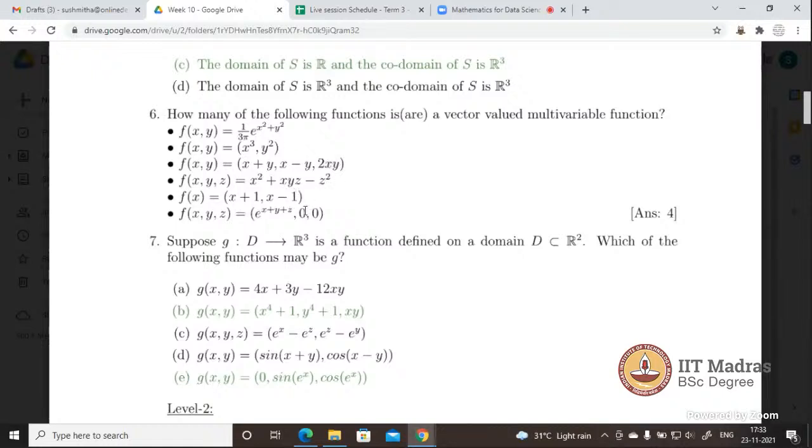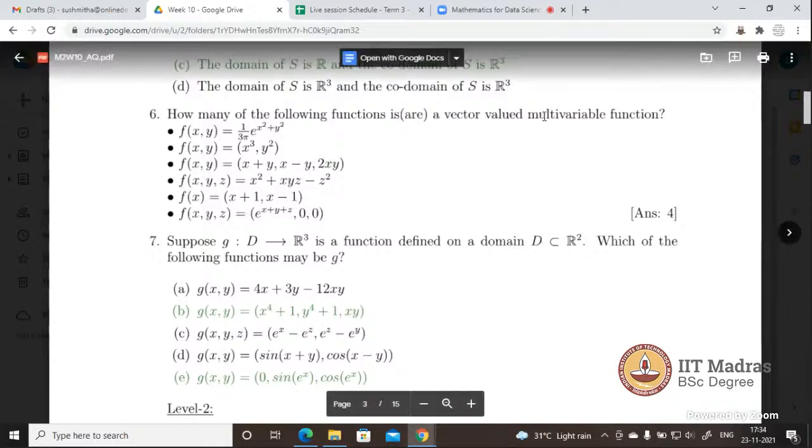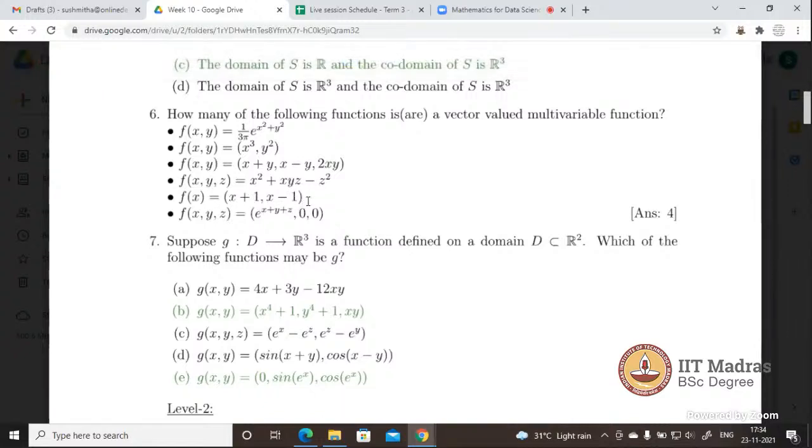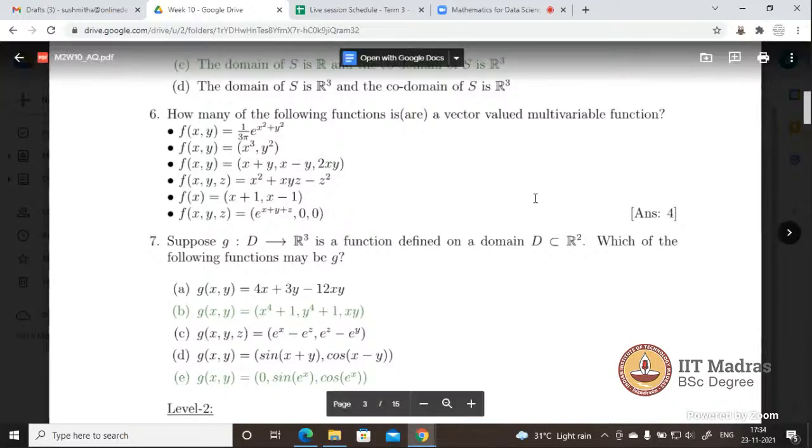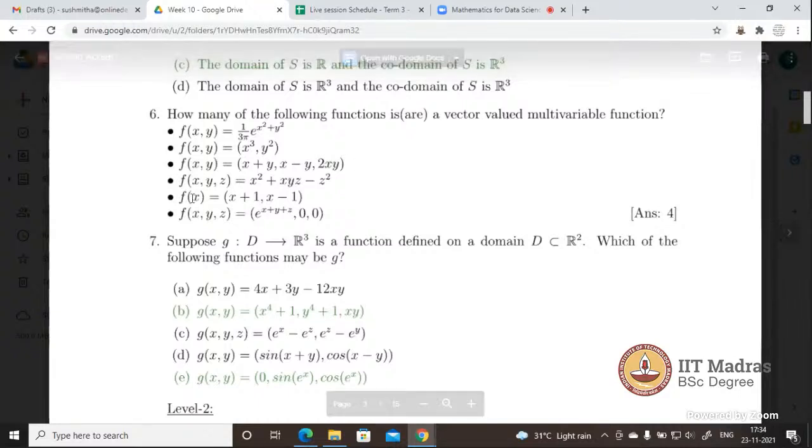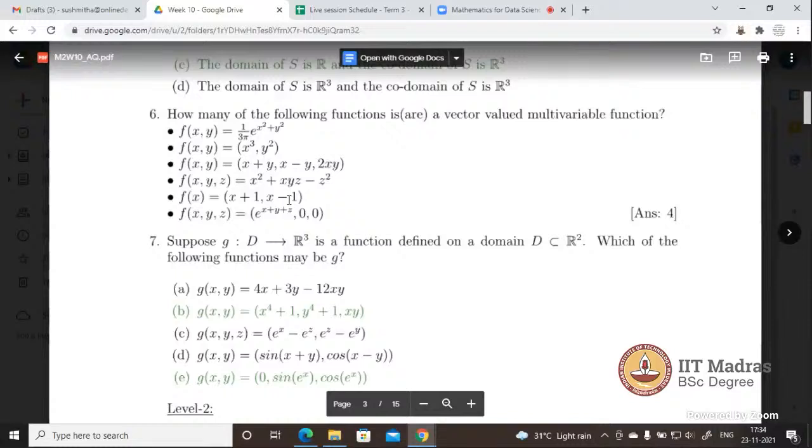Ma'am, here f(x) equals x plus 1, x minus 1. Here it is going from R to R squared. Yes, it's not multivariable, so this option is not true. But the last option is true, right? Yes, ma'am, the last one is also true. So the answer should be 3, I guess. Ma'am, here the answer was 4.